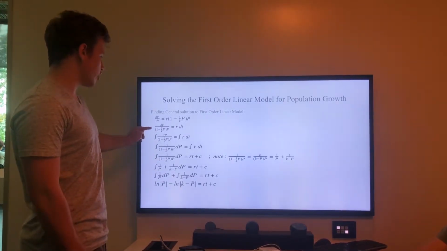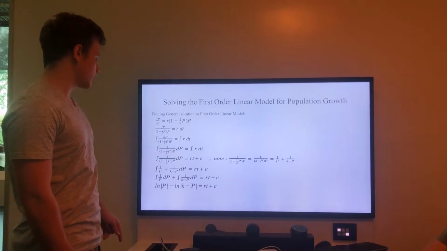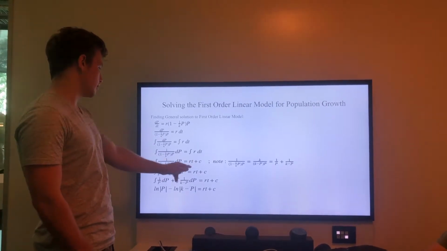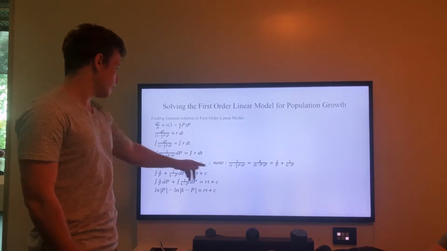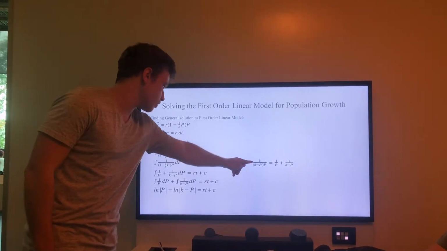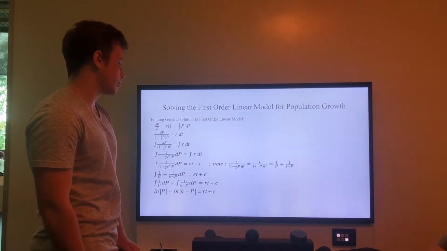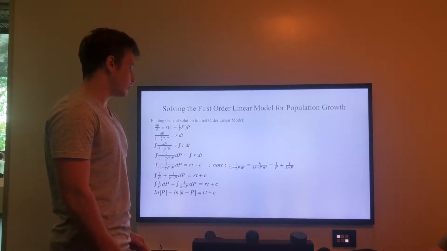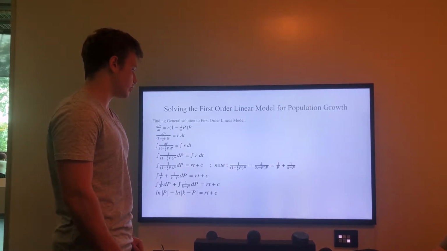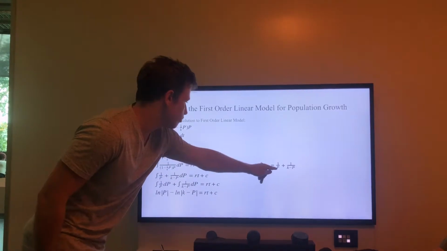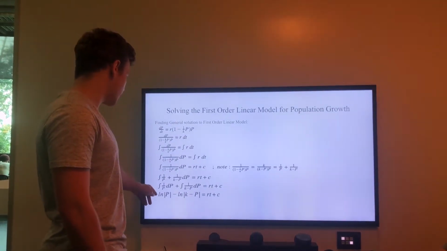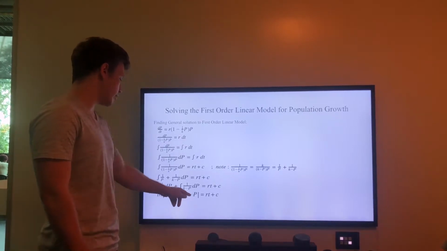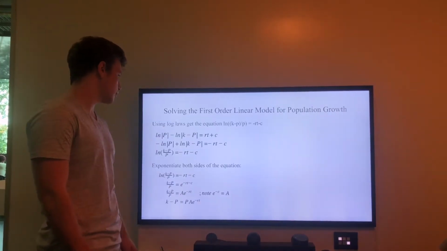We then needed to integrate each side. On the right hand side that gave us rt + c. But on the left side we multiplied each side by k over k to get this equation, k over (k - p)(p). And then we used partial fractions decomposition to get 1/p + 1/(k - p). We then integrated that to get ln p - ln(k - p) = rt + c.